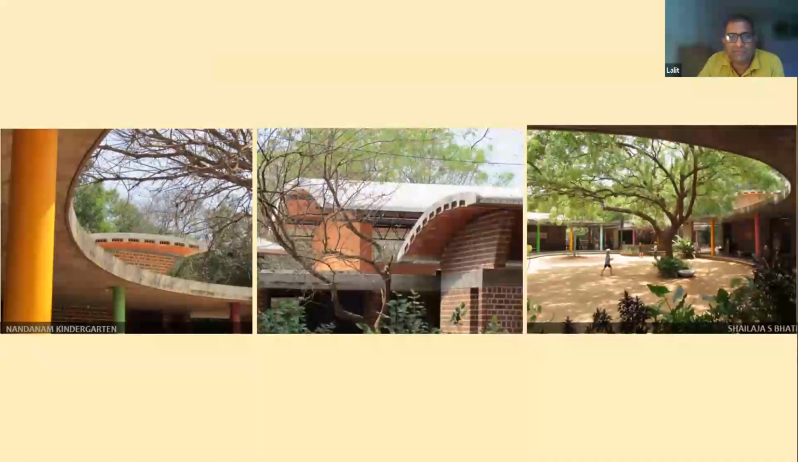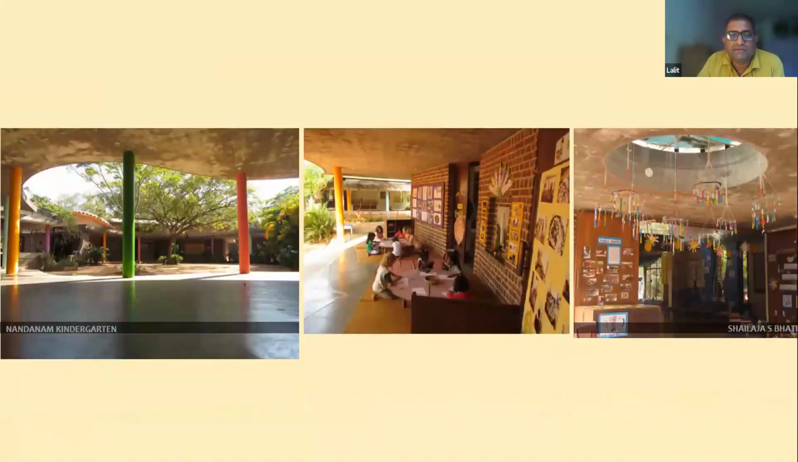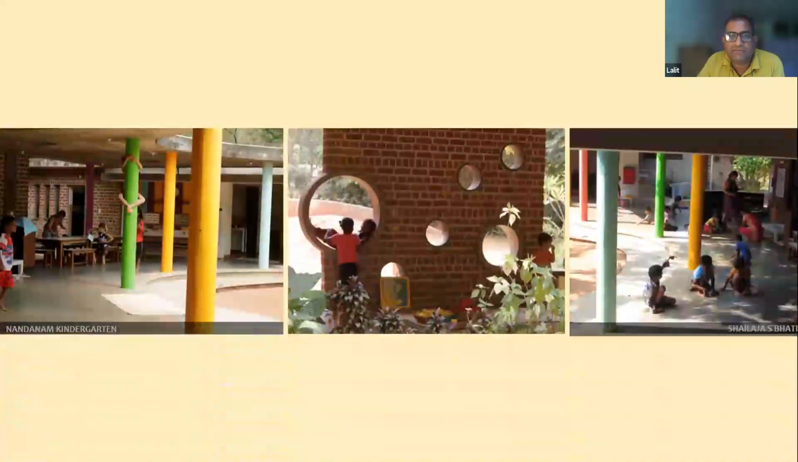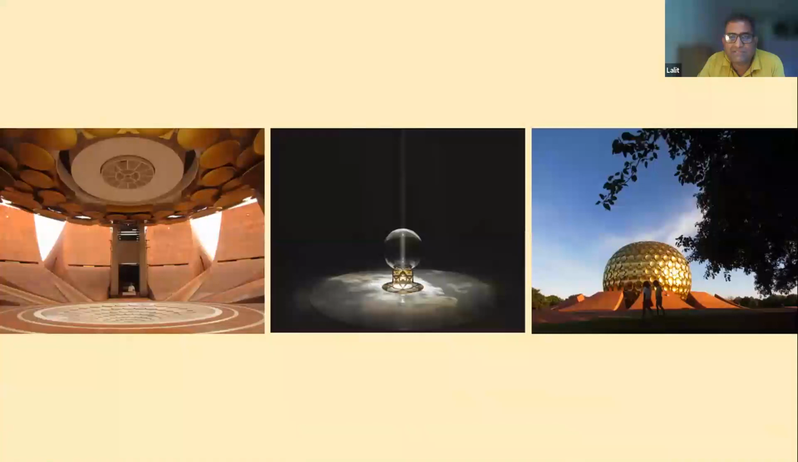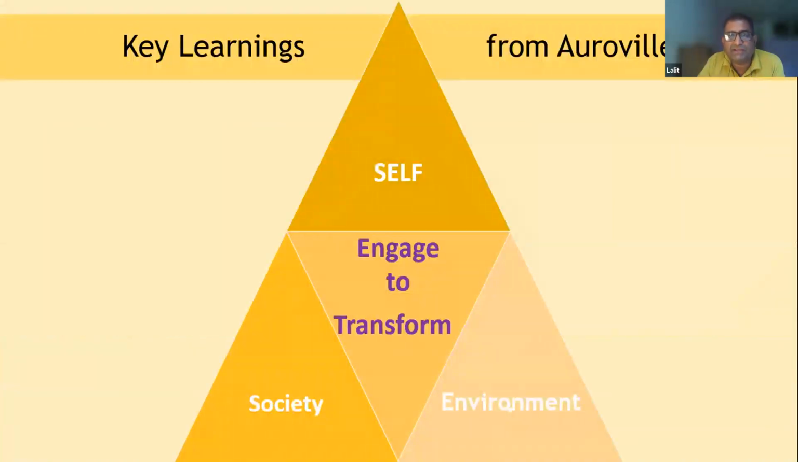These are some of the images of architecture. You can see this is a Nandanam kindergarten. It's an award-winning project also by Shailaja. These are some images from that. How the whole school is an act of play, how it is designed. Matri Mandir. So how different expressions of architecture have come.